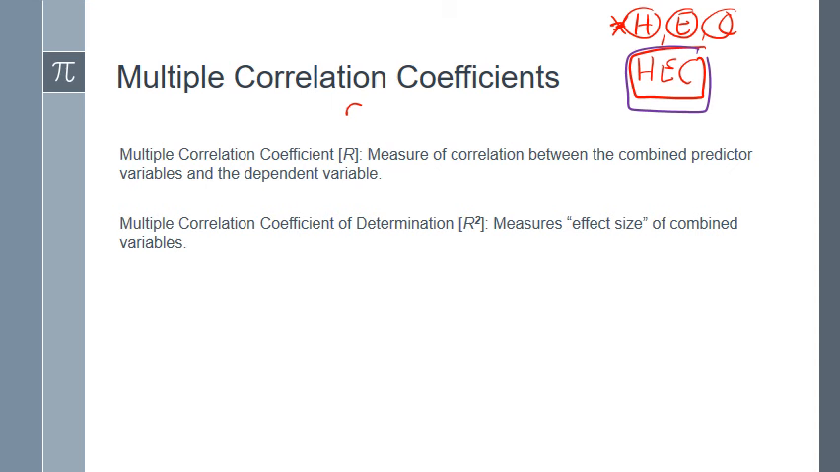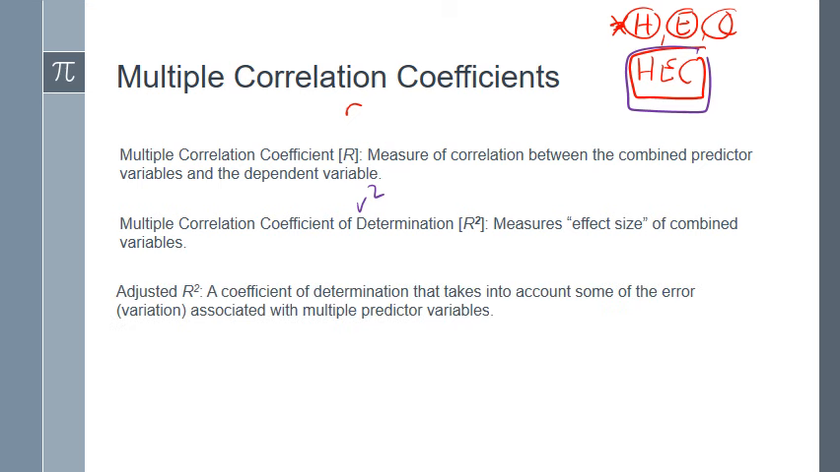The multiple coefficient of determination simply measures the effect size of the combined variables. So remember, this is just like R squared, but for multiple regression. That's pretty much it. And then some places will report adjusted R squared, the adjusted coefficient of determination. All it basically does is take into account some of the error associated with having multiple predictor variables, just random variation.